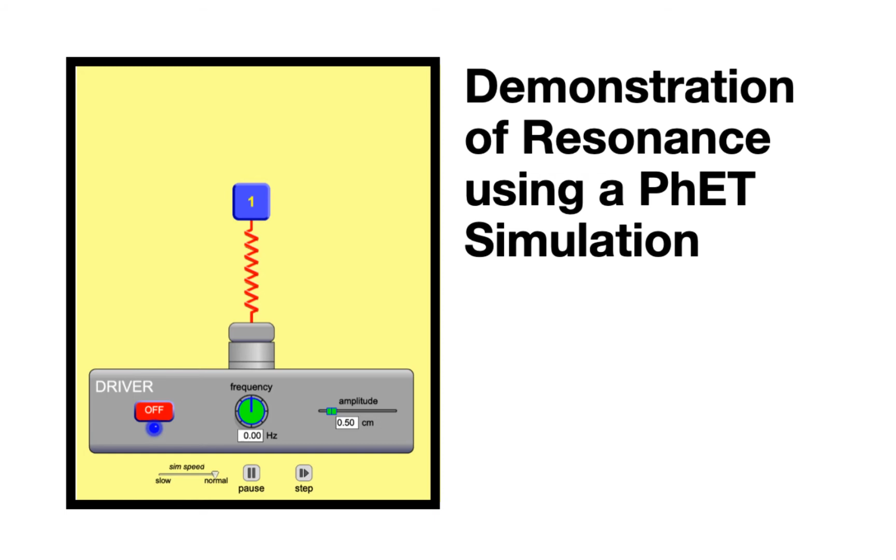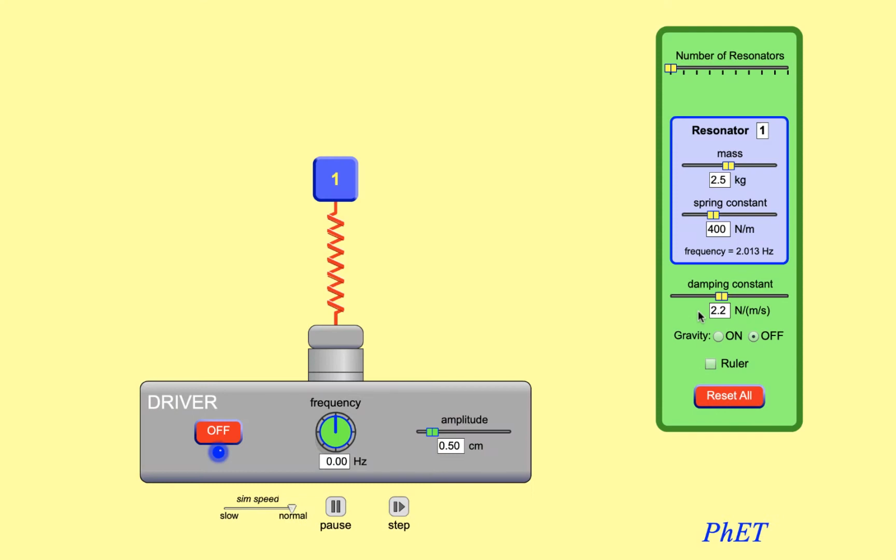Okay, so here I want to demonstrate the phenomenon of resonance. I've picked a bunch of parameters for my system that will allow me to get a resonance out of this spring and mass system. The first thing to notice is I have zero frequency. As I turn the frequency up, this thing starts to move up and down.